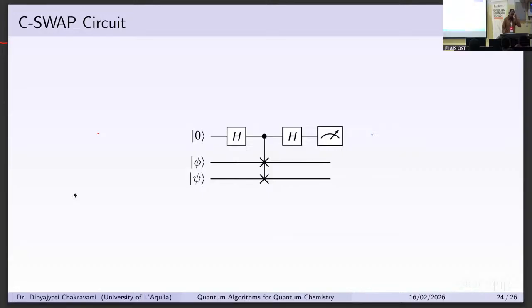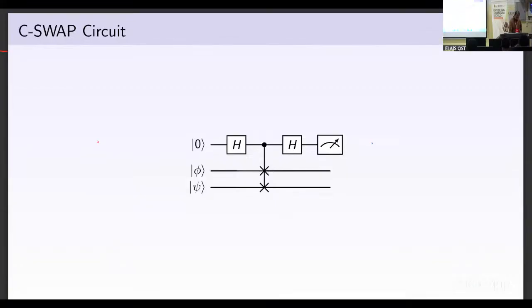So what is a controlled swap? Have you studied the swap gate in quantum computing? I also mentioned it a bit earlier in my lecture. It just swaps the two qubits. This is the swap gate. And the controlled swap is just a 3-qubit gate, which is controlled on this. So if this is 0, then it doesn't swap. If it is 1, then it applies a swap.